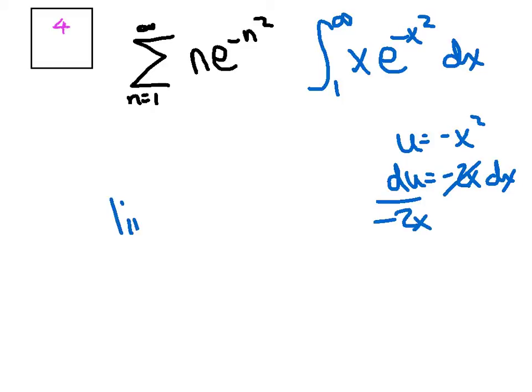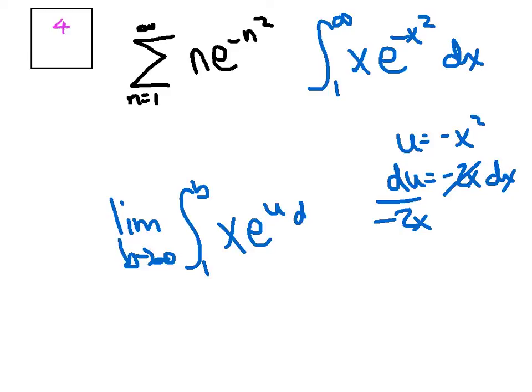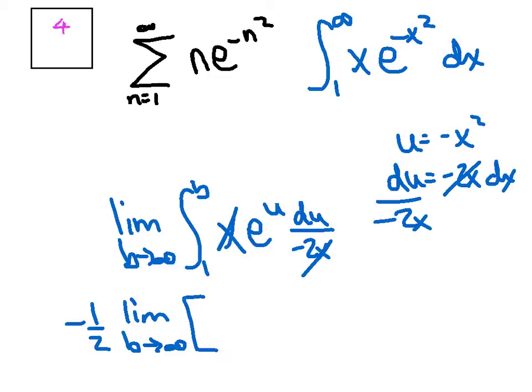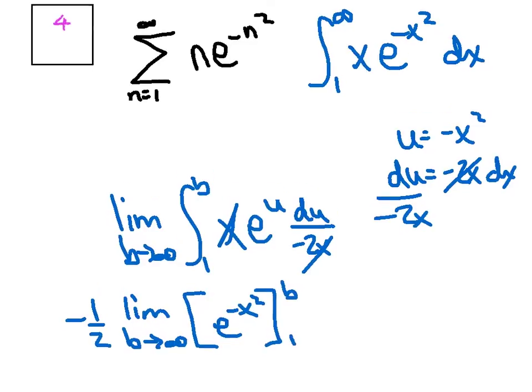So we've got the limit as b approaches infinity, integral from 1 to b. We've got our x, we've got our e to the u, and we've got our du divided by negative 2x. All right, good news. We kill the x's. We'll pull out the negative 1/2. Limit as b approaches infinity. We're going to slide the negative 1/2 way out there. And the antiderivative of e to the u is e to the u, so we end up with negative x squared substituted in there. Bounds is 1 to b.